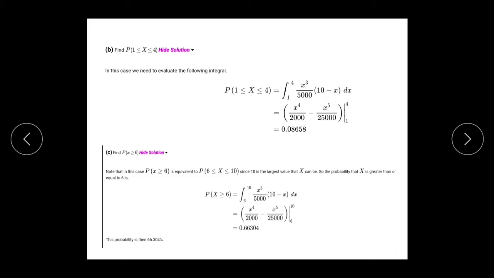Yung probability na yung x daw ay greater than or equal to 1 at yung x daw is less than or equal to 4. So sa C naman, probability that x is greater than or equal to 6. Just like what we did in the first two, papalitan lang natin yung limits, from 6 to 10 naman ang gagamitin natin. So, integrating this, we will have x to the 4th over 2,000 minus x to the 5th over 25,000, evaluating from 6 to 10. Simplifying this, we will have 0.66304. And converting into percent, the probability is then 66.304%.